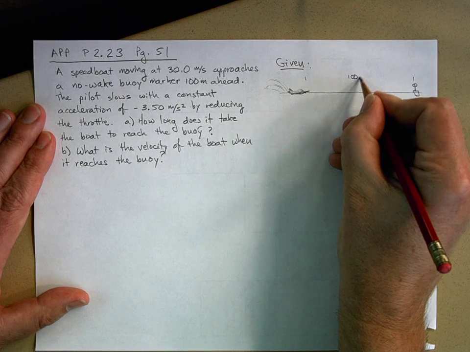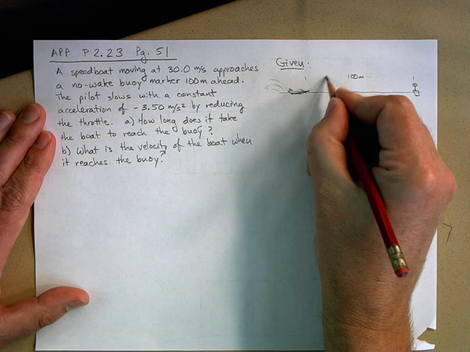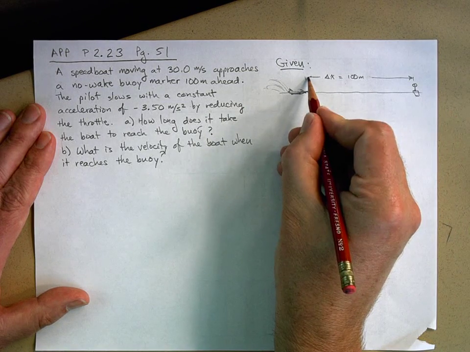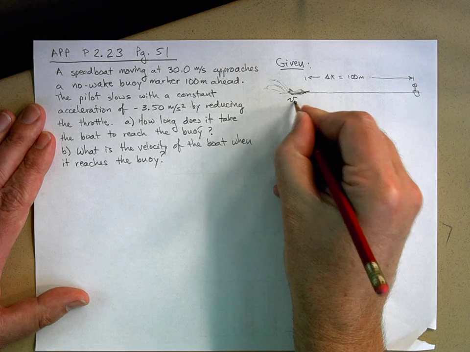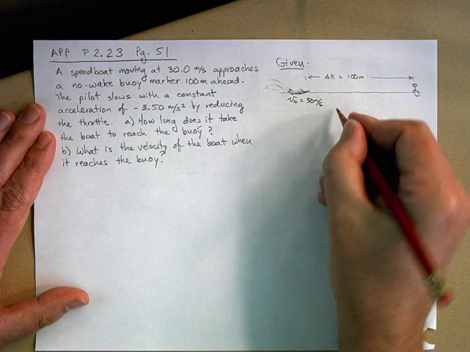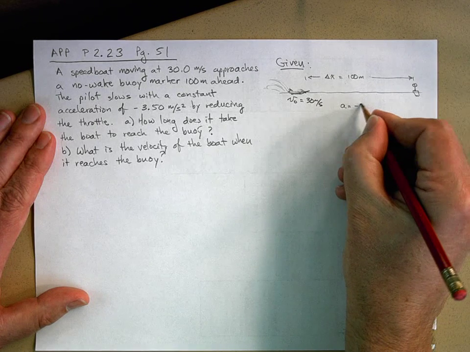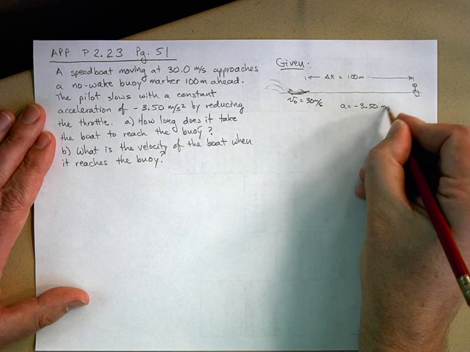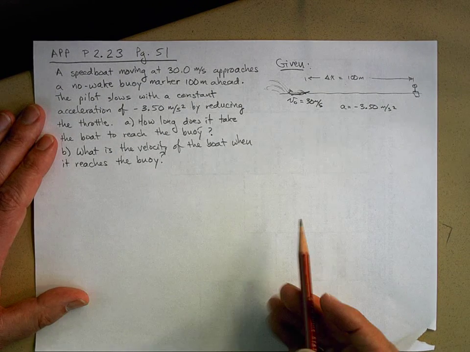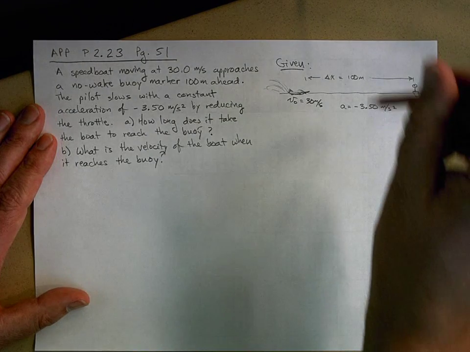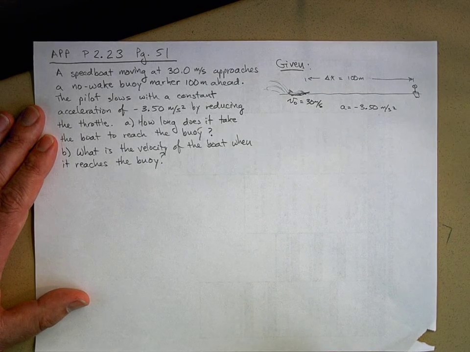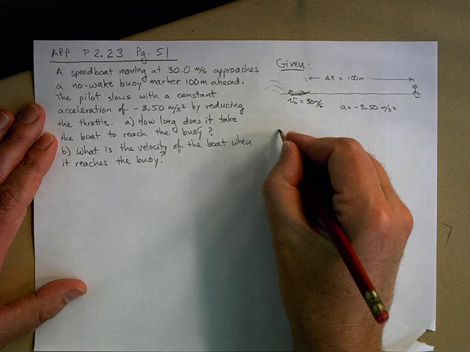And so it's 100 meters away. So this is delta x equals 100 meters. And the initial velocity of the boat is 30 meters per second. And the acceleration is negative 3.50 meters per second squared. I think that's all that's given. And when you have a constant acceleration kinematics problem like this, if you know three things, you can solve for everything else. So that's good. So what are we trying to find?